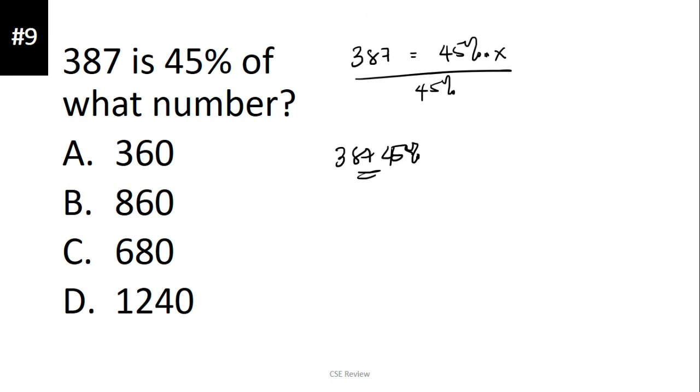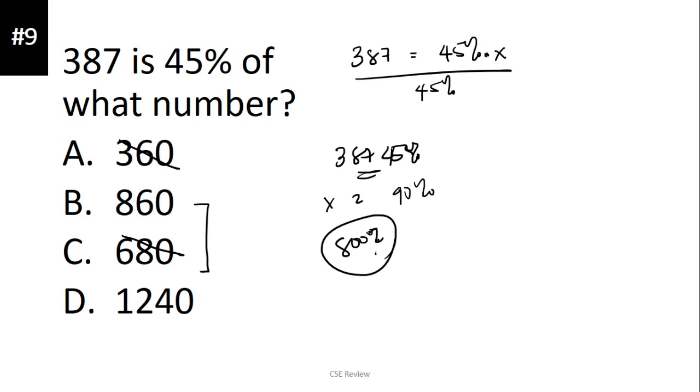Pag tinansya nyo kasi yan, ang times 2 niyan would be yung 90% ng number na yon, right? Malapit na sa 100%. So, ita-times 2 ko yung 387. That is around 800 na, no? 800 pag times 2 ko. So, ano ibig sabihin nun? Yung 360, 680, hindi na siya probable na maging sagot. So, dalawa na lang pagpipiliin natin.